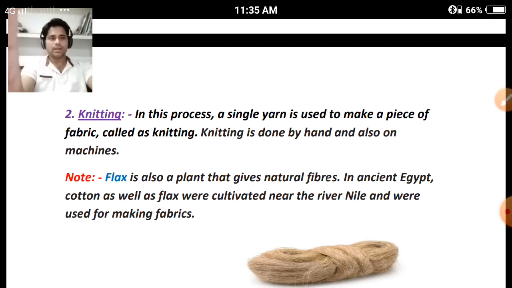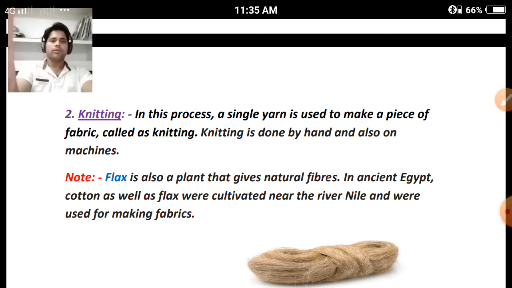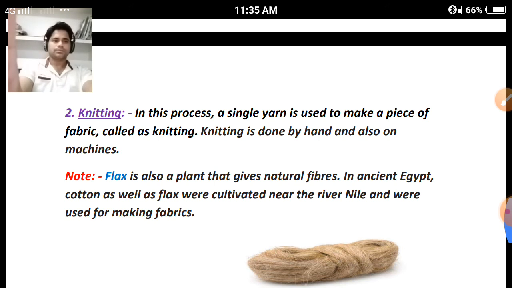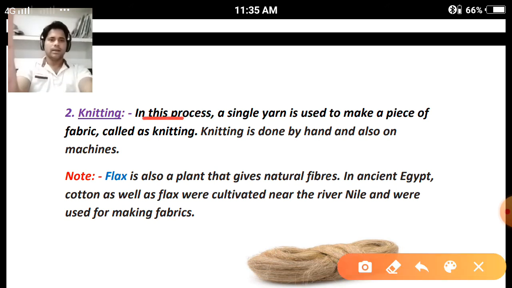Clear? Earlier it was done by using hands. Nowadays it is done by using machines. Clear? So now we are moving to another way to make fabric, knitting. You know about sweaters and shawls. These are prepared by using the method of knitting. In this process, a single yarn is used to make a piece of fabric, called knitting.